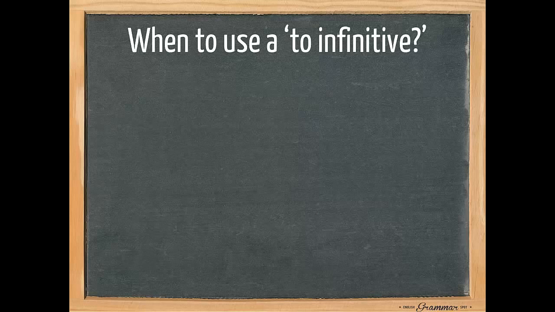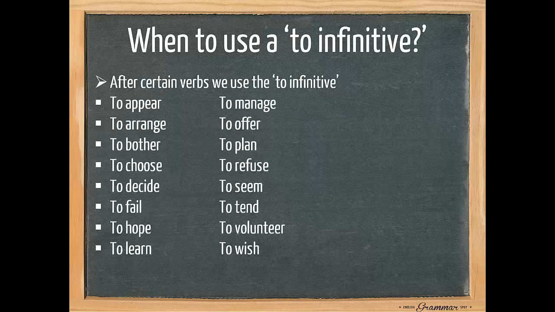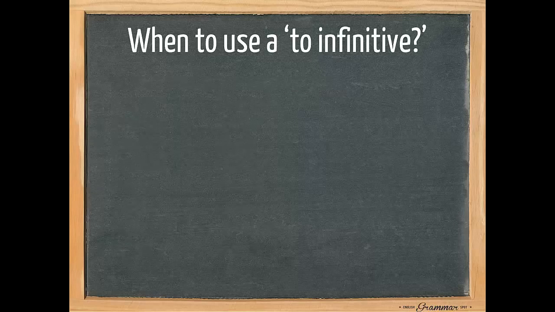Now, when do we use the to infinitive? Certain verbs take the to infinitive. For example, these verbs are to appear, to arrange, to bother, to choose, to decide, to feel, to hope, to learn, to manage, to offer, to plan, to refuse, to seem, to tend, to volunteer, to wish. So these are the most common ones. These are not all. So I appear to have lost my keys, for example. So to appear and to have then is the to infinitive.